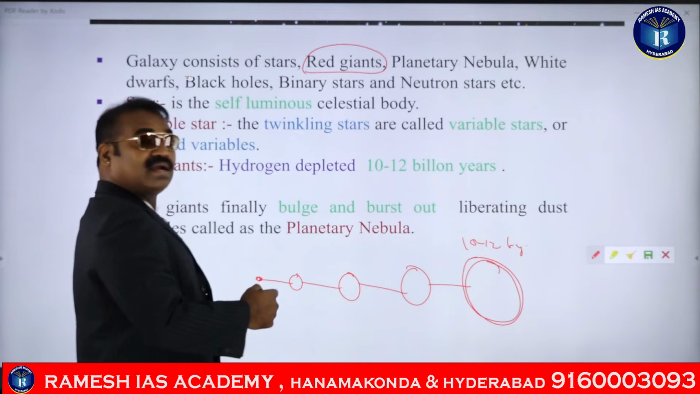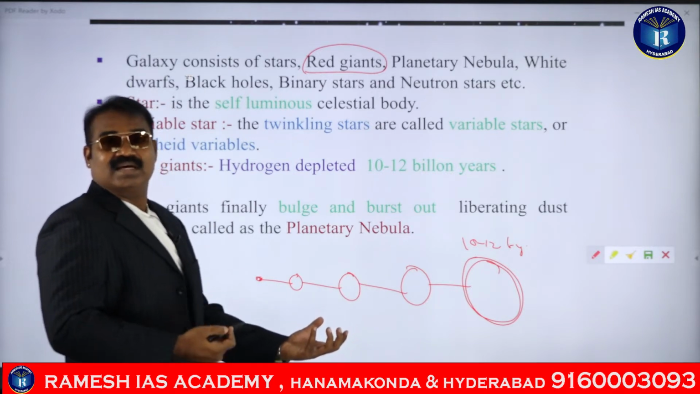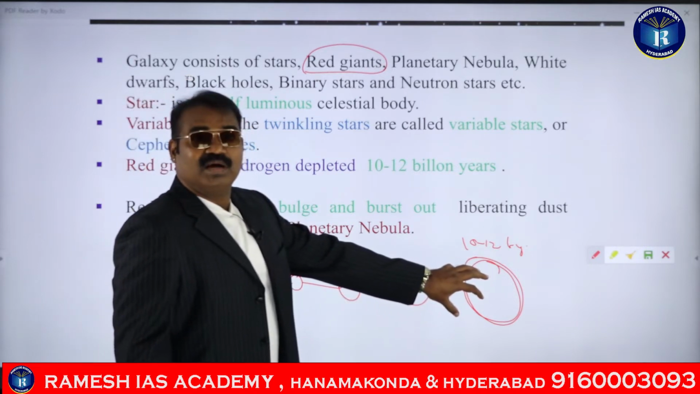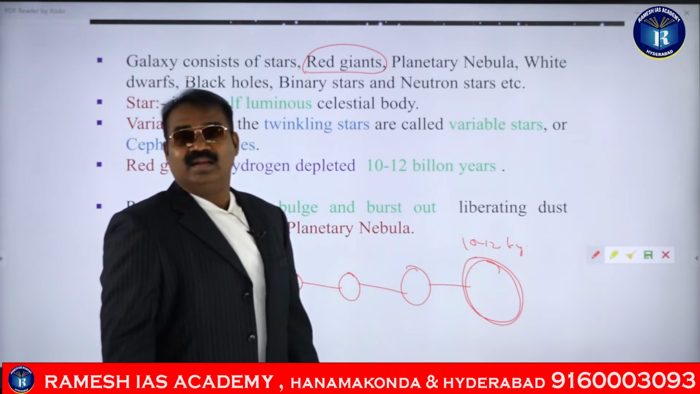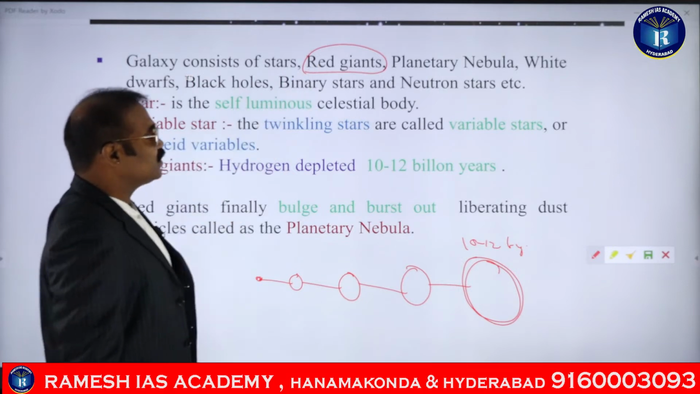So, the red giants are the hydrogen depleted stars, and that was our prelims answer, guys. And when the hydrogen of the red giant will be completely getting depleted out after 10 to 12 billion years. Okay. So, these are the red giants.